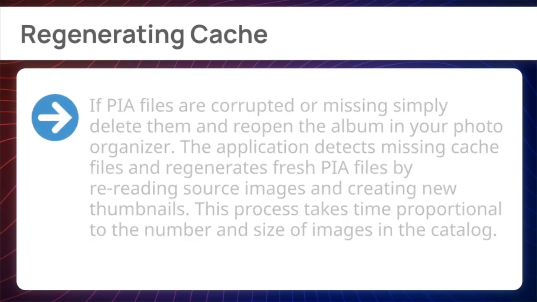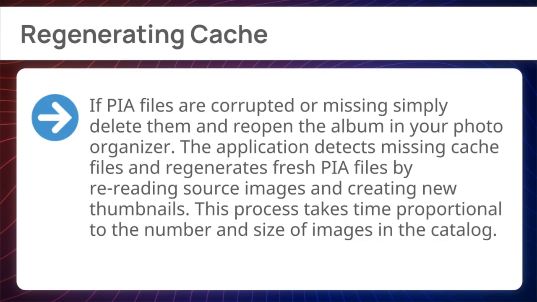Next, regenerating cache. If PIA files are corrupted or missing, simply delete them and reopen the album in your photo organizer. The application detects missing cache files and regenerates fresh PIA files by rereading source images and creating new thumbnails. This process takes time proportional to the number and size of images in the catalog.